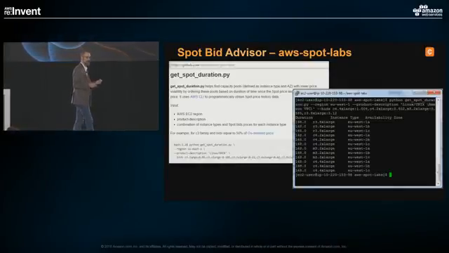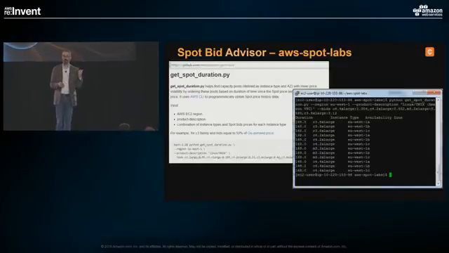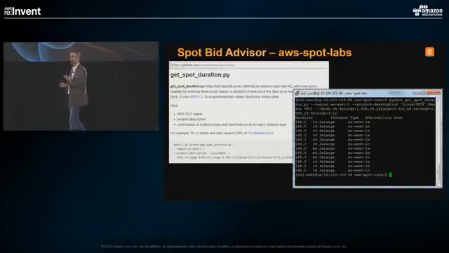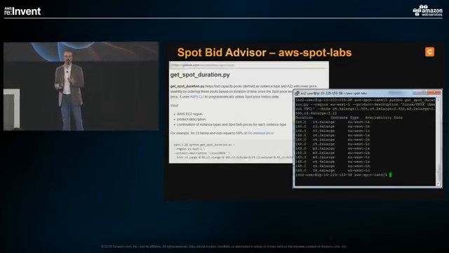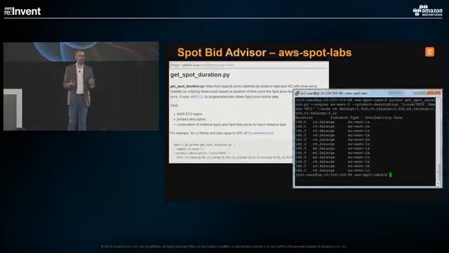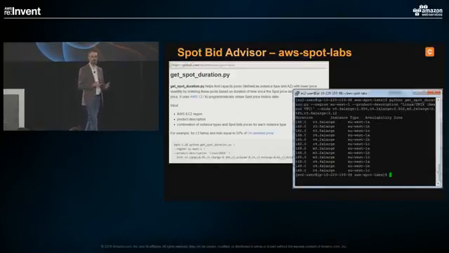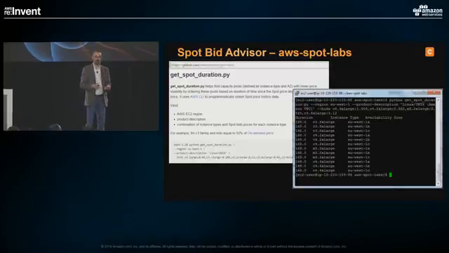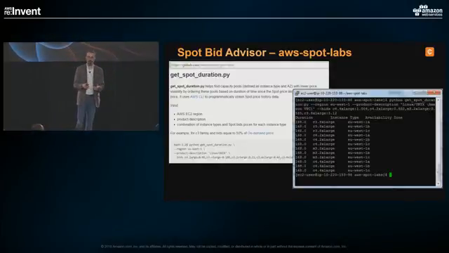So this is from AWS Labs, and there's a tool here called Get Spot Duration. And what it does is it helps you find capacity pools. A capacity pool is a combination of instance type and availability zone. Okay? And what the tool will show you is which of those capacity pools have the lowest price volatility over the past period of time.